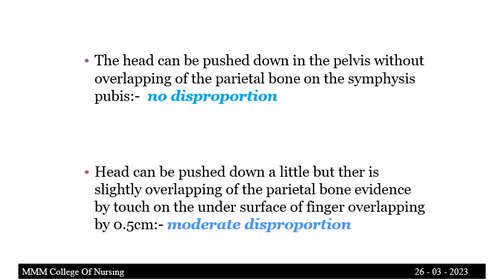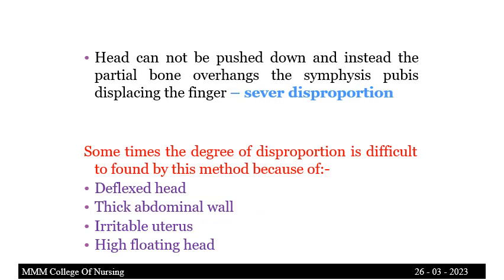If the head can be pushed down into the pelvis without overlapping of the parietal bone and the symphysis pubis, then there is no disproportion. If the head can be pushed down a little bit, but there is slight overlapping of the parietal bone, evidenced by touching on the undersurface of the finger, overlapping by 0.5 centimeter, then it is called moderate disproportion. If the head cannot be pushed down and instead the parietal bone overhangs the symphysis pubis, displacing the finger, then it is called a severe disproportion.